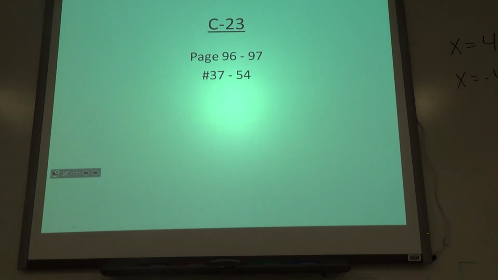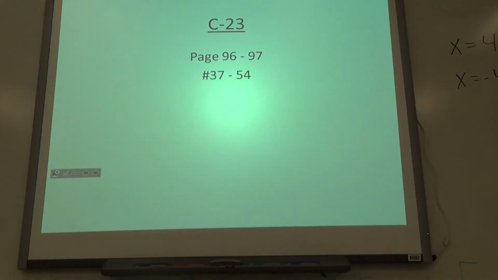This is C23 from pages 96 to 97. We're going to do 37 to 54. And you've got about 15 minutes left, so see if you can't get some of this done. I may have some quizzes to pass back here in just a little bit too.